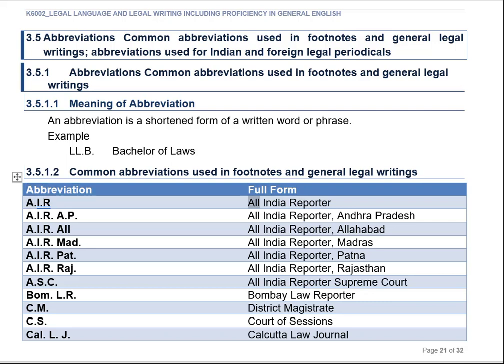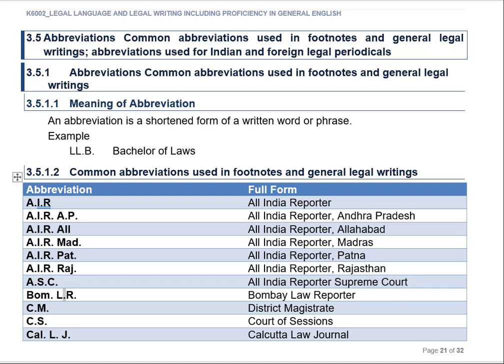A.I.R.: All India Reporter. AIR A.P.: All India Reporter, Andhra Pradesh. AIR All: All India Reporter, Allahabad. AIR Mad: All India Reporter, Madras. AIR Pad: All India Reporter, Patna. AIR Raj: All India Reporter, Rajasthan. A.S.C.: All India Reporter, Supreme Court.